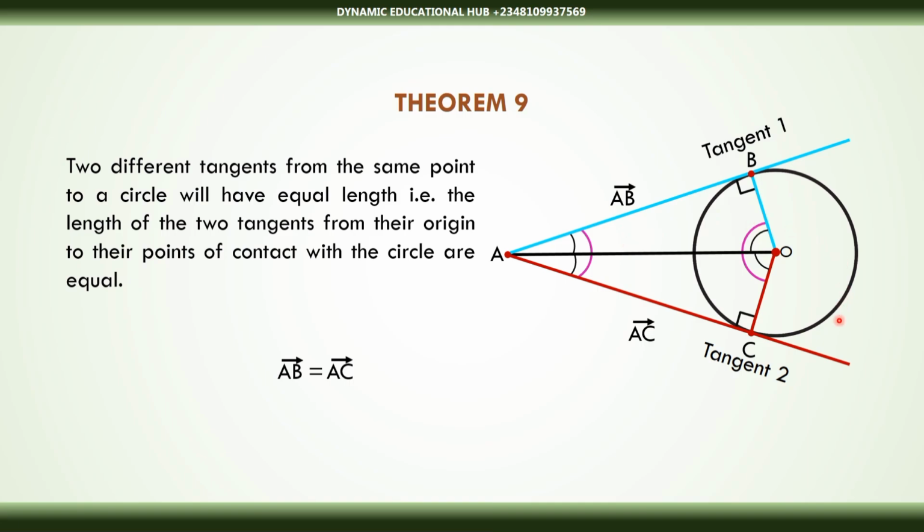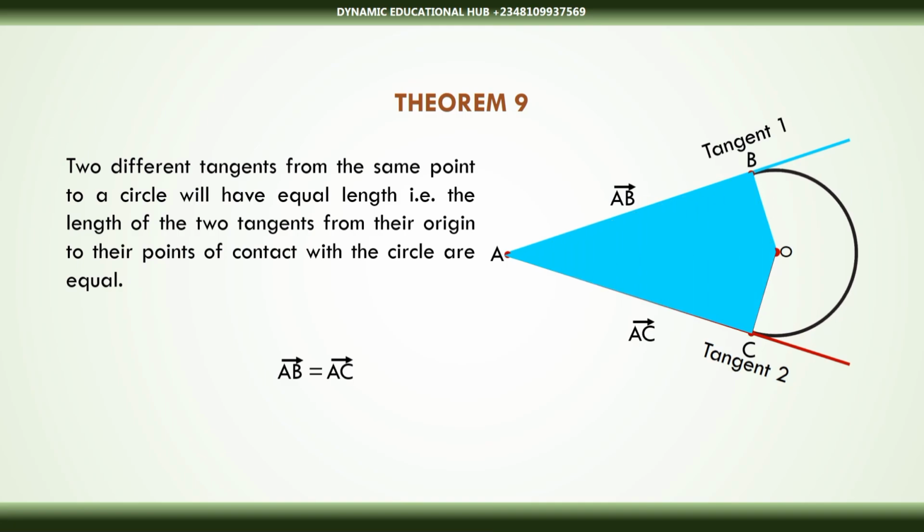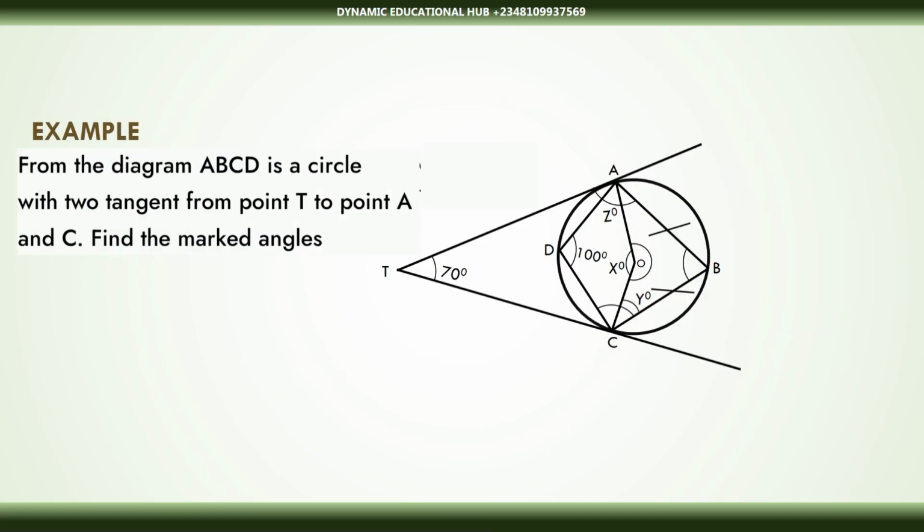So let me show you another thing that you can do with this theorem. If you carefully observe this shape, we have a quadrilateral, which is a kite, quadrilateral ABOC. And you can see that it is made up of two right-angled triangles, ABO and AOC. If you also cut it along this plane, we can say it consists of two isosceles triangles, ABC and BOC.